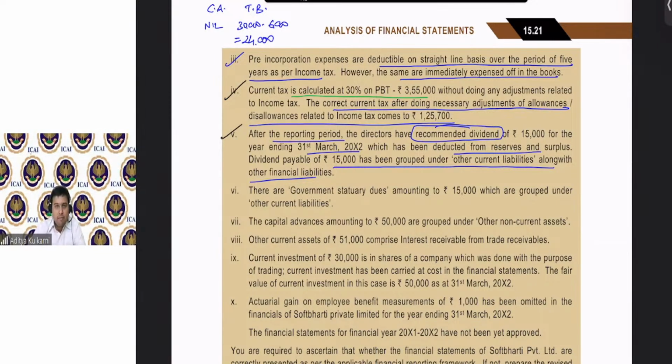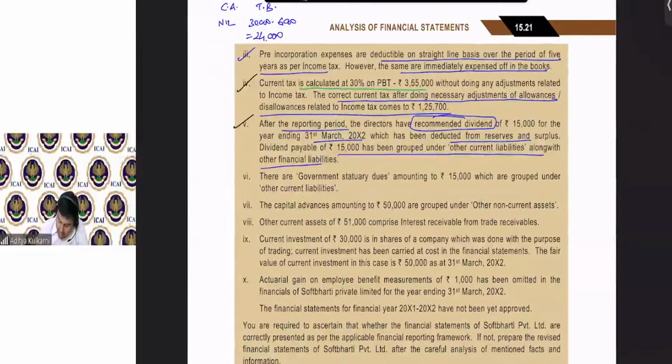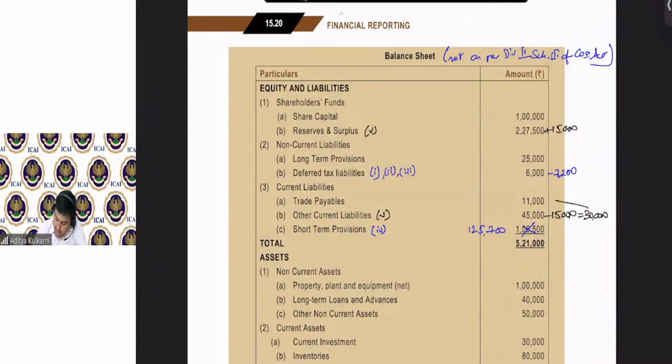Statutory dues are not disclosed separately. Other current liabilities should be split into other financial liabilities and other current liabilities. Statutory dues payable, is it a financial liability or a non-financial liability? You have studied Ind AS 109 on financial instruments. So tell me now, is it a financial liability or a non-financial liability? Right now other current liabilities is at 30,000 because 15,000 we have removed, the proposed dividend. So in the 30,000 we are having 15,000 included.